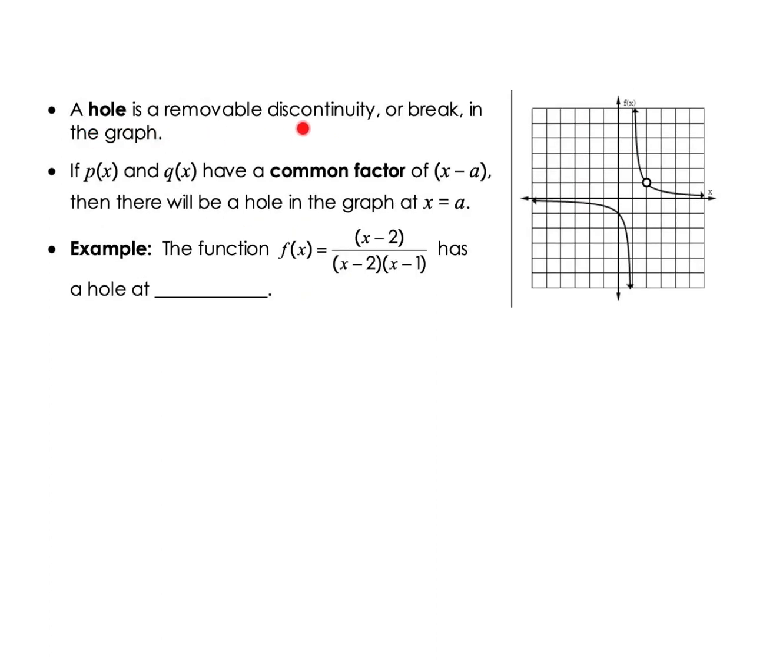A hole is a removable discontinuity or break in the graph. If p of x and q of x have a common factor of x minus a, then there will be a hole in the graph at x equals a. So the function f of x equals x minus 2 over x minus 2 times x minus 1 has a hole when this x minus 2 equals 0, which is at x equals 2. But that's because it cancels out.